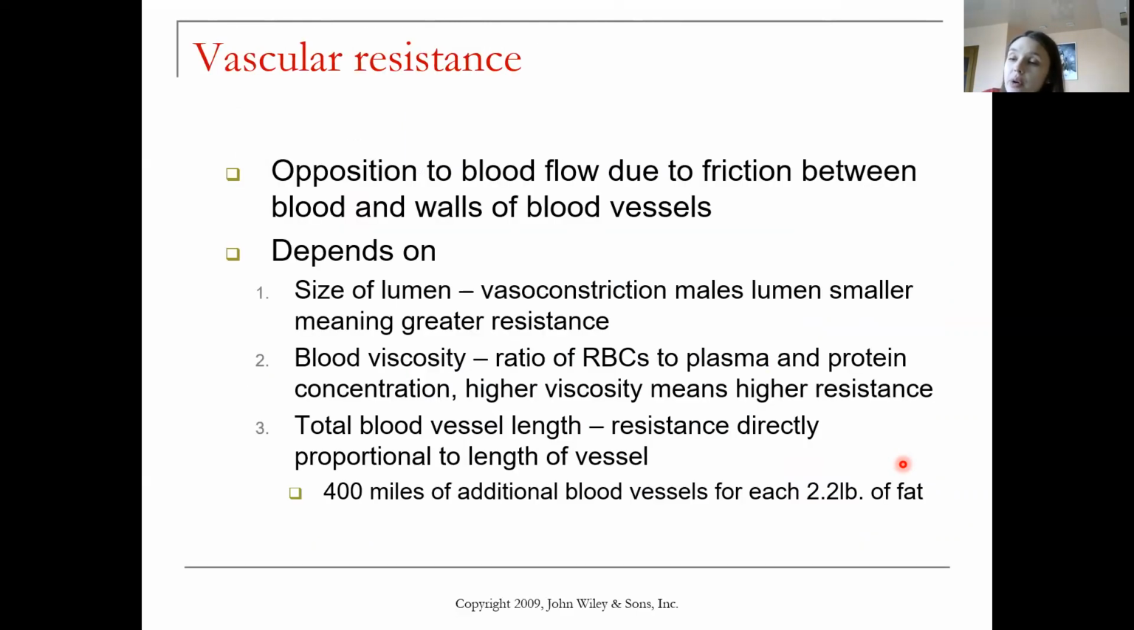Vascular resistance. We also talk about how cardiac output depends not only on the mean arterial pressure, but also on the vascular resistance. Vascular resistance depends on the size of the lumen. Vasoconstriction makes the lumen smaller, meaning greater resistance. Blood viscosity means the ratio of red blood cells to plasma and protein concentration. High viscosity means higher resistance.